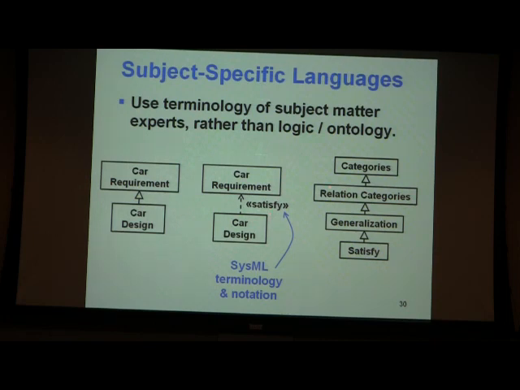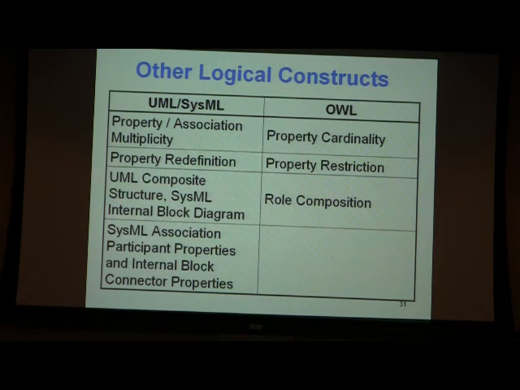So the way you model that is you say, okay, we'll have relation categories. A particular kind of link at the category level is generalization. That's this one. And a particular kind of generalization is satisfaction, requirement satisfaction. So this is how you build up the relation side of your domain-specific language. I just listed these. I'm not going to go through them. There are other logical constructs you can learn about in SysML and UML.